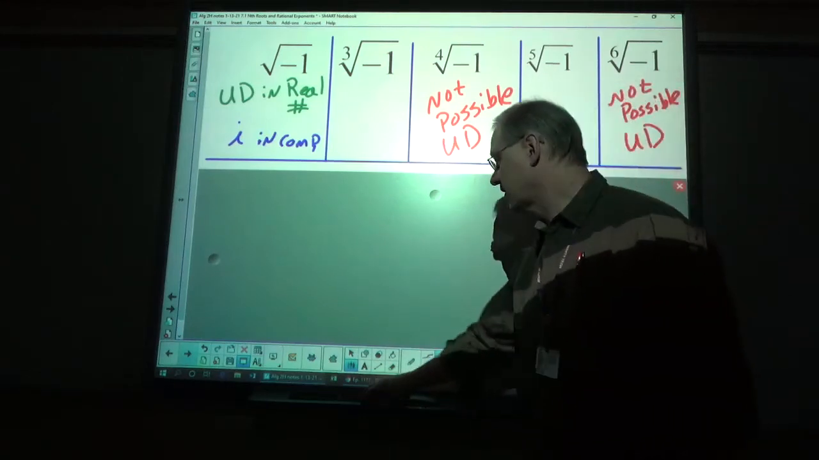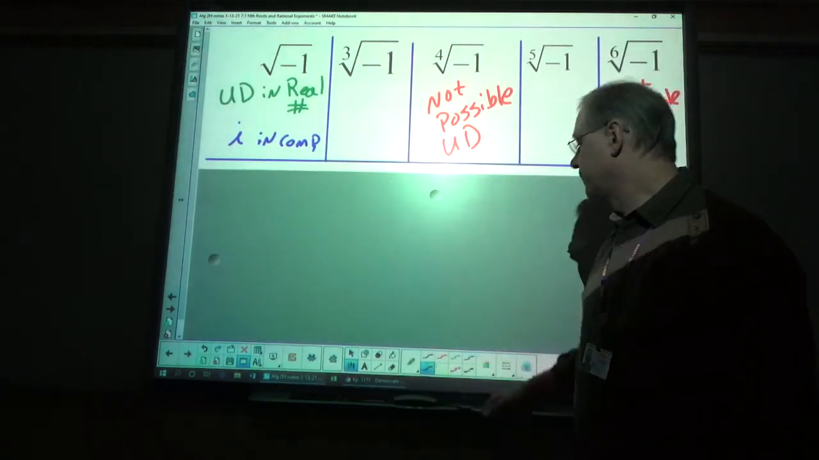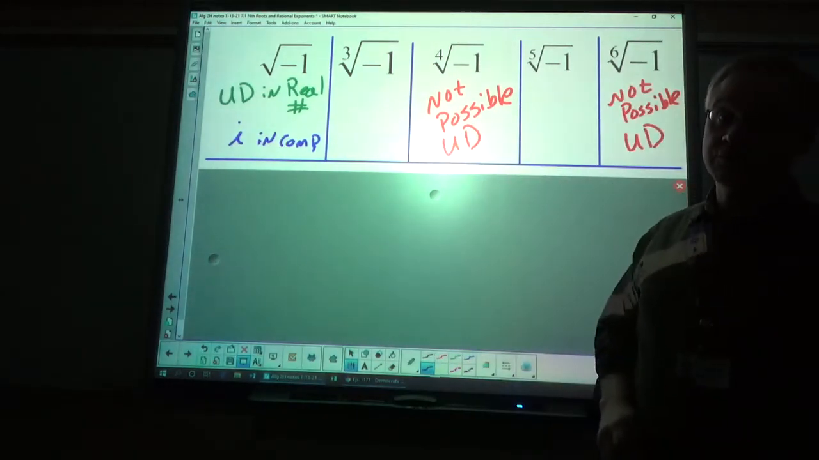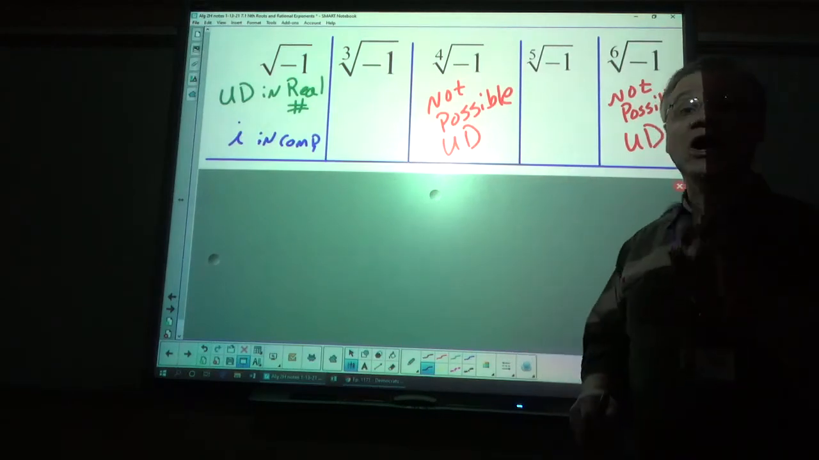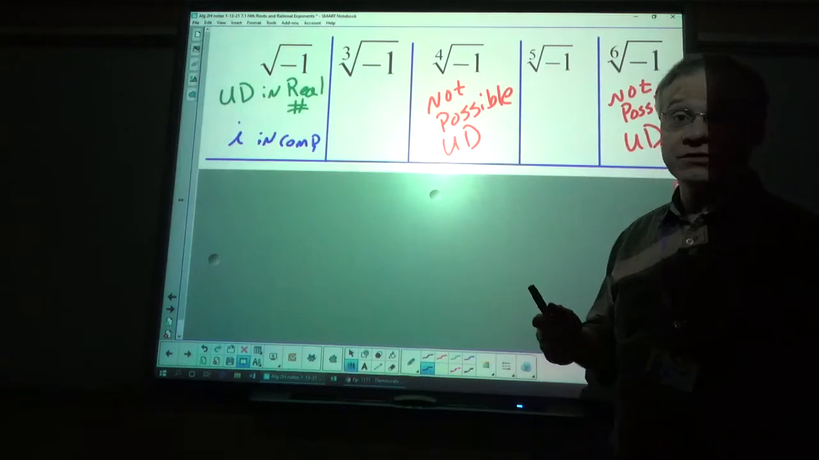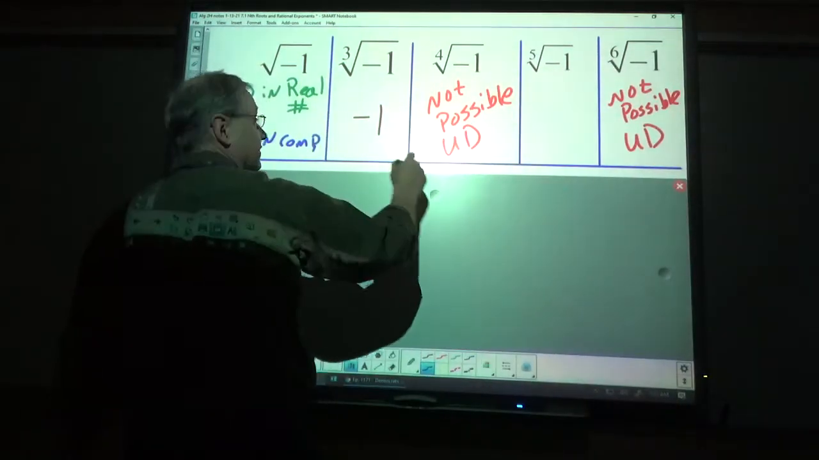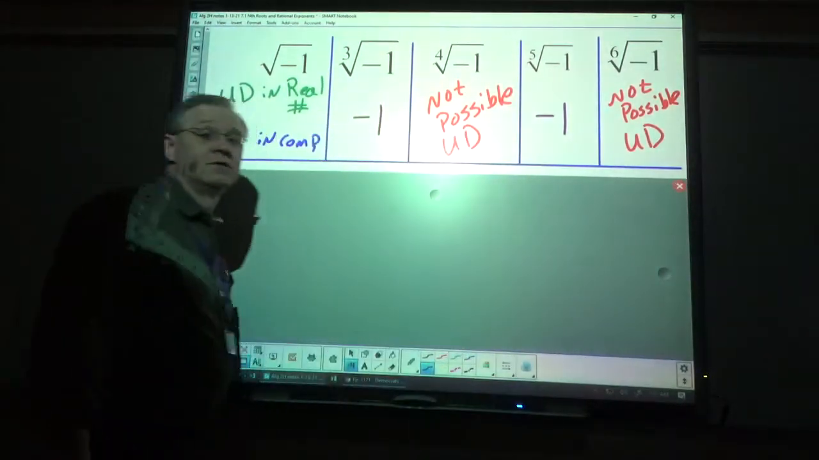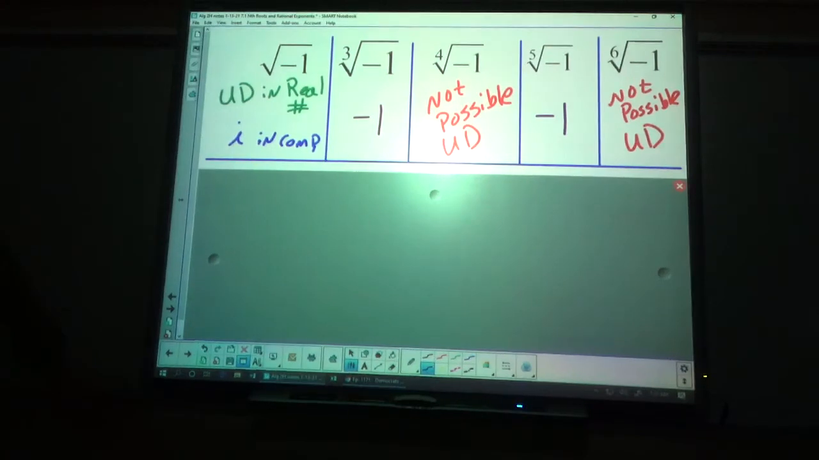However, when you start getting into cube root or 5th root, any odd root of -1 (not of any negative number) is going to be -1. It's going to be negative on the outside, and then you simplify the radical. All right, so why is that true?